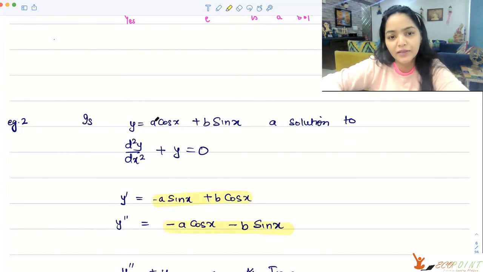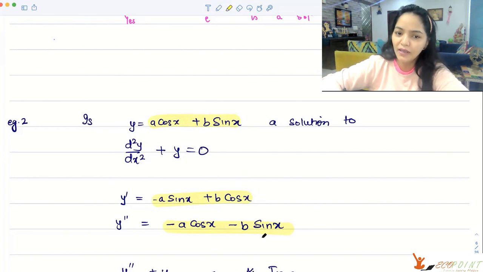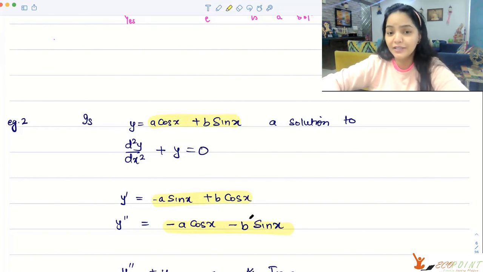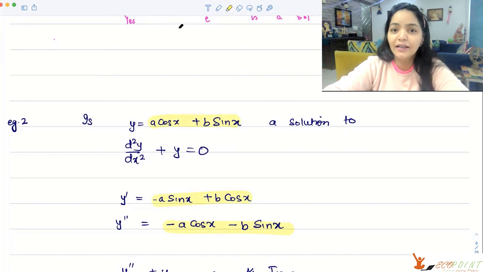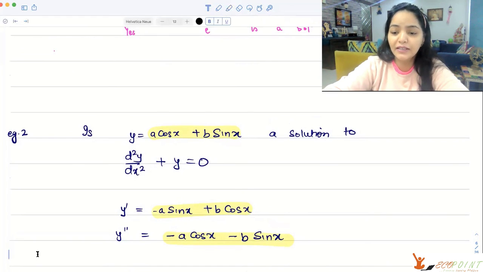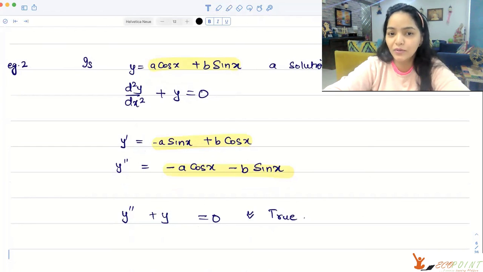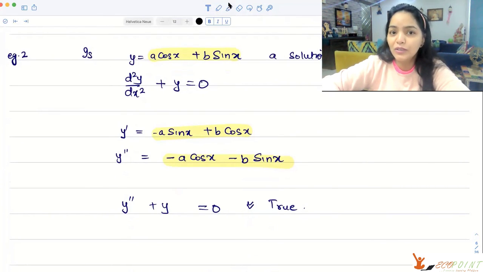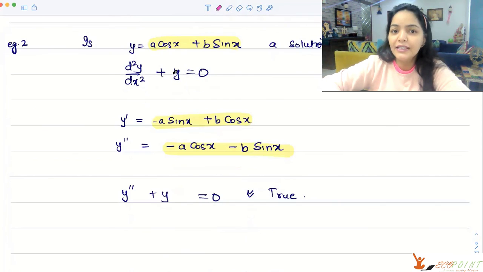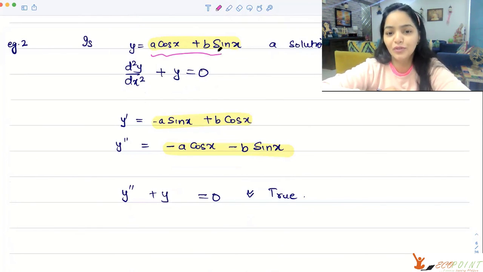Can you notice something? This is your y: a cos x plus b sin x. And y double dash is minus a cos x minus b sin x. Clearly, if I add the two, I will get 0. So hence, this equation will get satisfied. Just with mental maths also, you can say that this equation is getting satisfied. And clearly, this is a general solution to this equation. Why general? Because you have a and b, and they are not taking any particular values as of now.